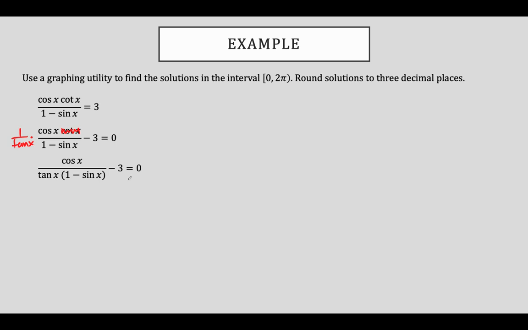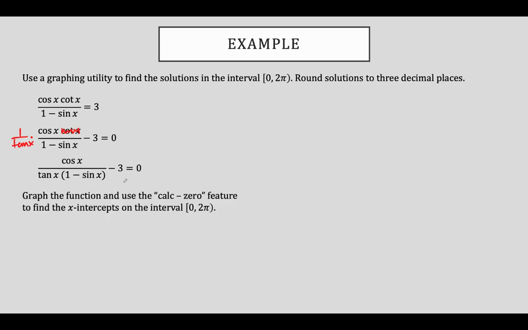All right, you could have other options here, would have been to rewrite everything in terms of sines and cosines. We could try to combine some stuff to make it even more simple if we wanted to. But the great part about a calculator is if we know how to plug into our calculator, it can do some pretty difficult calculations without us having to simplify. So we are going to graph the function and use the calc 0 feature to find the x-intercepts on the interval 0 to 2 pi.